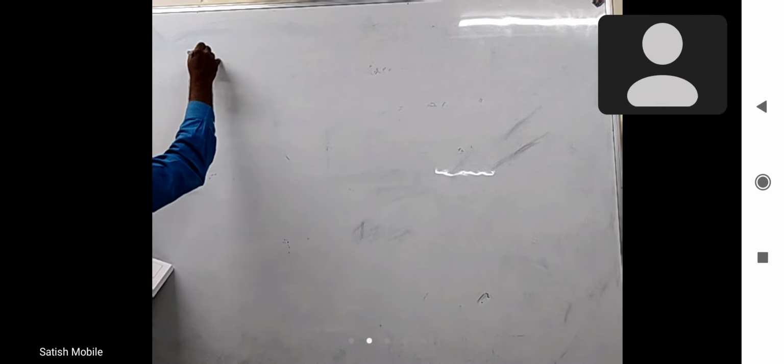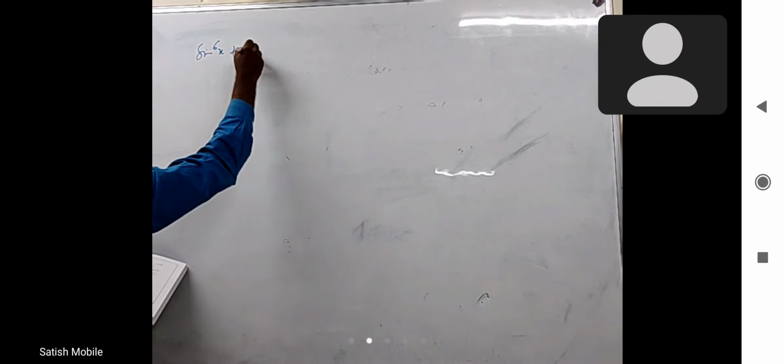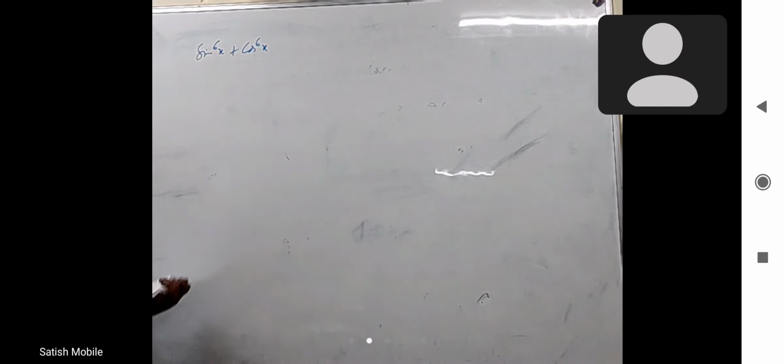Okay, anyway, I don't know which number it is from the mains material, I'll just discuss some questions. Okay, sin power 6x plus cos power 6x. I want to find the range of this, the minimum and maximum.